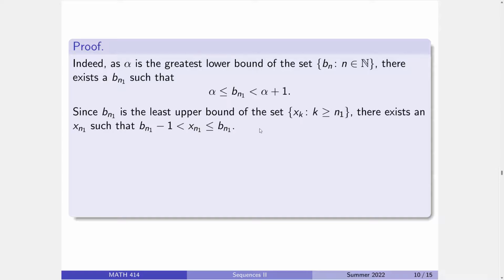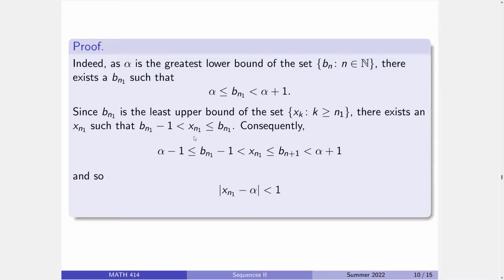And then now I combine these two together, and I get alpha minus 1 is less than or equal to b sub n minus 1. That's strictly less than alpha x sub n sub 1, which is less than or equal to b sub n, because remember, no, that's just less than or equal. That's not supposed to be a plus 1. That's supposed to be a sub. That's a typo.